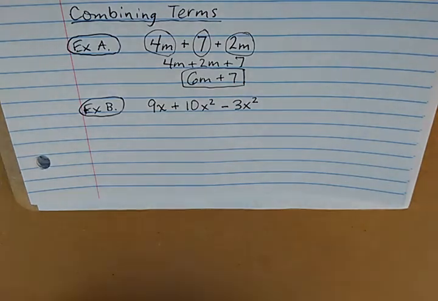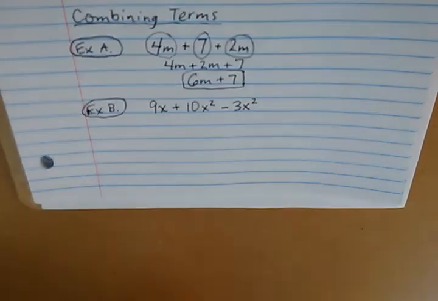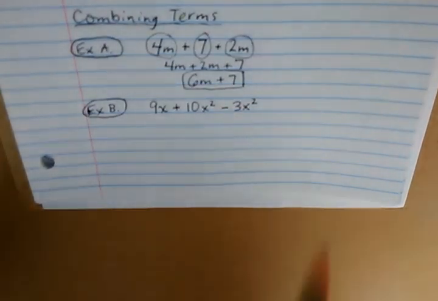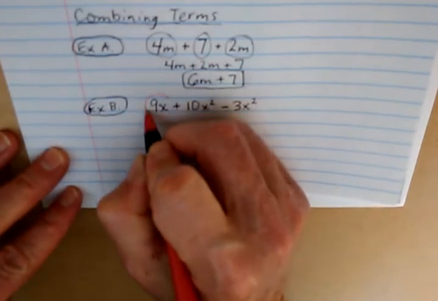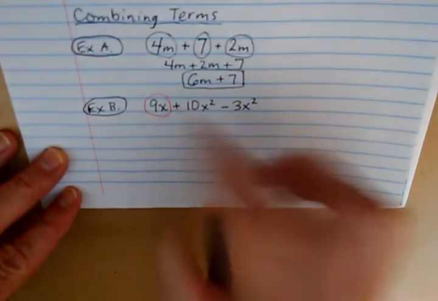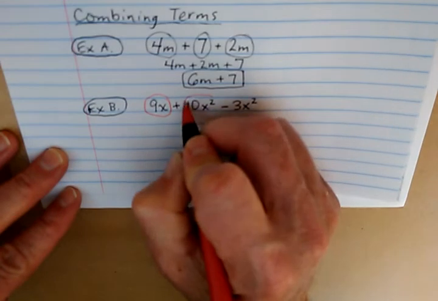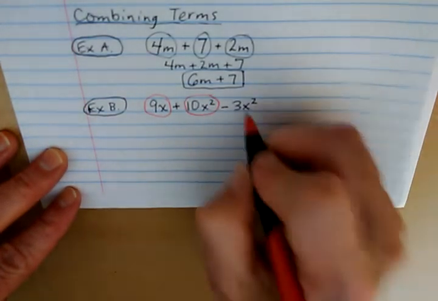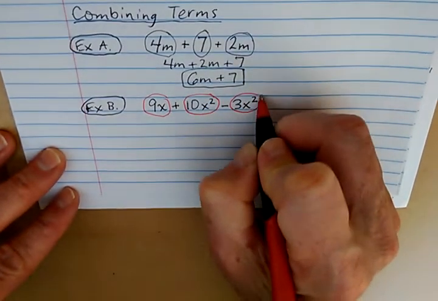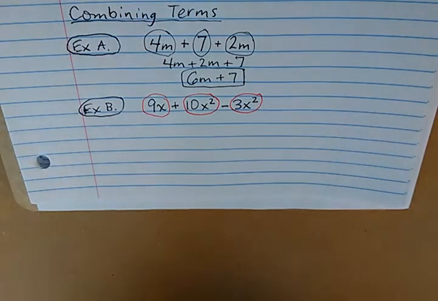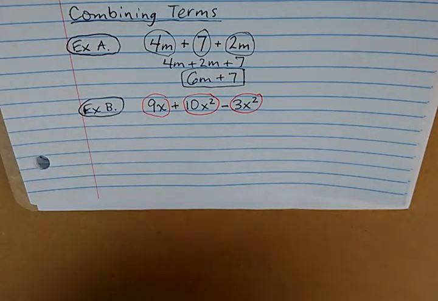Again, we've got three terms here. I'll circle my terms in red. 9x is a term, but then we have the plus sign that separates terms. 10x squared is a term, and then minus 3x squared. Do we have any like terms here?